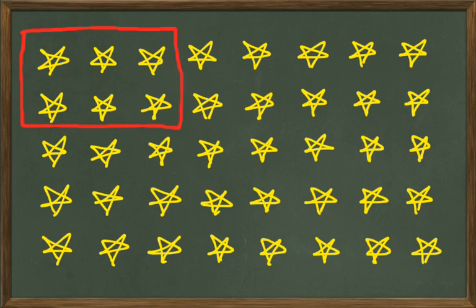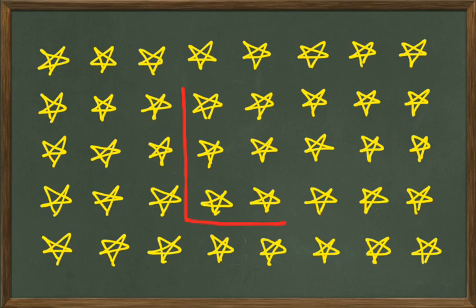6, that's right. Okay, let me make it a little bit harder. Or maybe I'll just do a box in a different place. How many stars are inside that red box? Yep, it's still 6. So you got that easy enough.